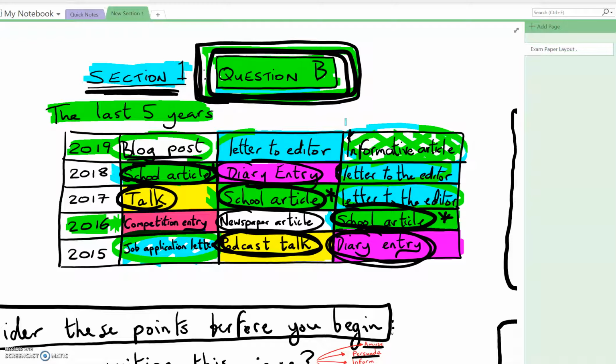And because they come up so often, they've come up 4 out of the last 5 years. In fact, they've come up the last 4 years in a row. It's very important that we prepare for it because it could well come up again. They like to ask for it. And indeed, if it doesn't come up in question B, it may come up in section 2 of paper 1, which is the long composition piece.